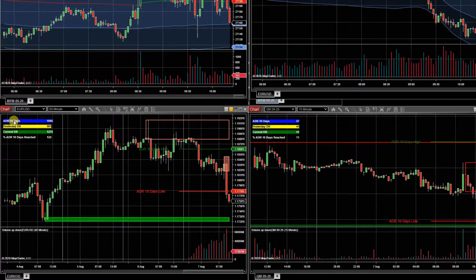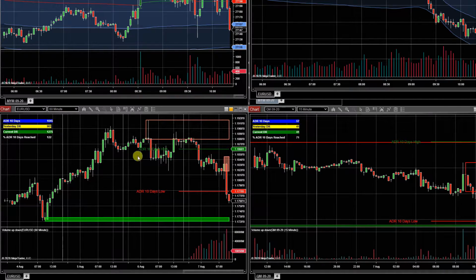So here we have a 60-minute chart for Euro USD. So what you can see here, it's a buy zone. So this is the top of the buy zone and the bottom. So we'll be waiting for the price to reach this buy zone and check the price action at this level.